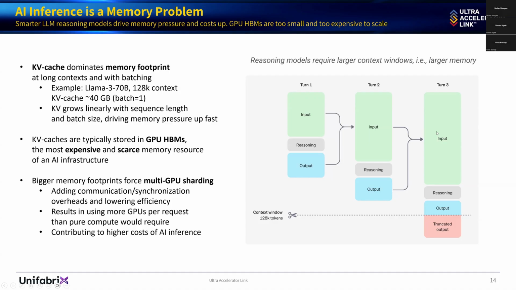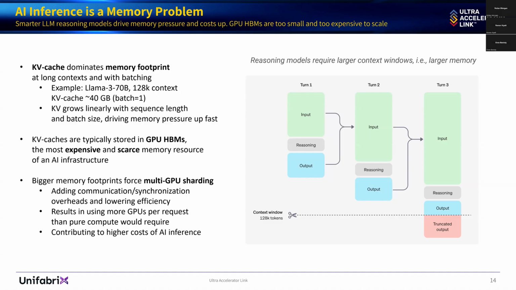KV caches can typically be stored in GPU HBMs, and HBM, the high bandwidth memory, is the most expensive and scarce memory resource of an AI infrastructure. The bigger memory footprints actually force us to do multi-GPU sharding, meaning take this memory footprint and partition it across multiple accelerators, multiple GPUs. This adds to the communication and synchronization overheads. It lowers efficiency. This is how we get lower GPU utilization. And at the bottom line, it contributes to the higher costs of AI inference.